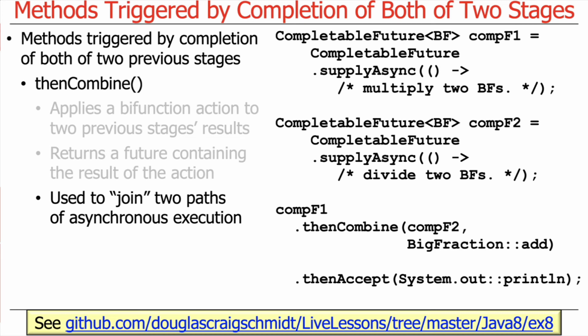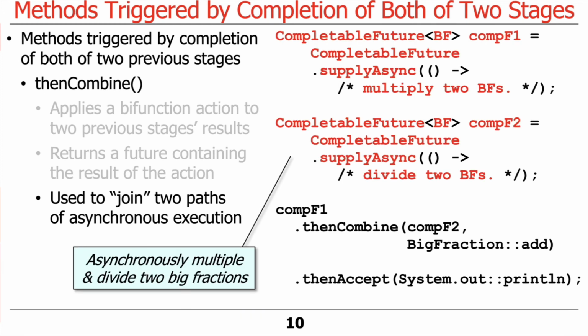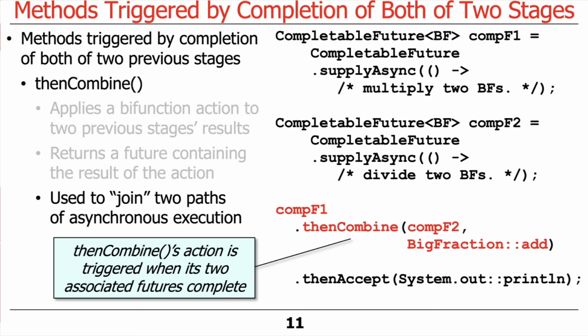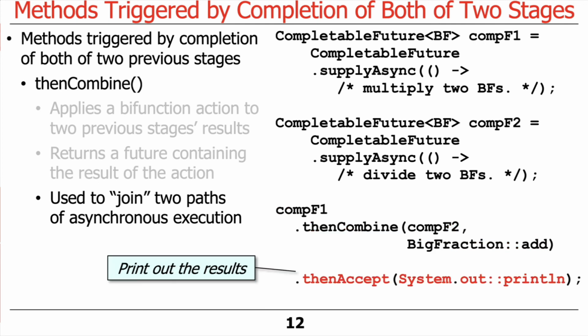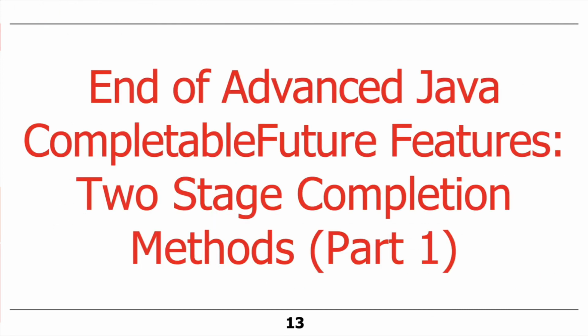So then combine only runs when the other ones work. So we start by doing asynchronous multiplication and division of big fractions. When both of those are done, and only when they're both done successfully, then we add the results together, and then we go ahead and print the results. So it's a way of taking advantage of all the cores that we've got. We can do all these computations in parallel, and then when they're all finished, or both finished in this case, we can go ahead and sum them up. We'll see there's other cool variants of this later when we talk about arbitrary arity methods. So that's the quick overview of the two-stage completion stage methods where we wait for both of previous stages to finish. That's the AND version.